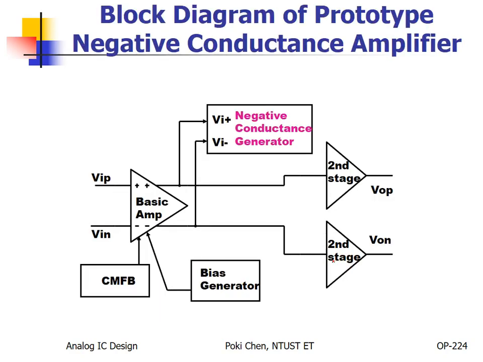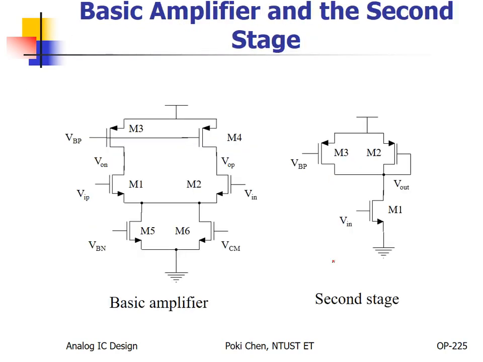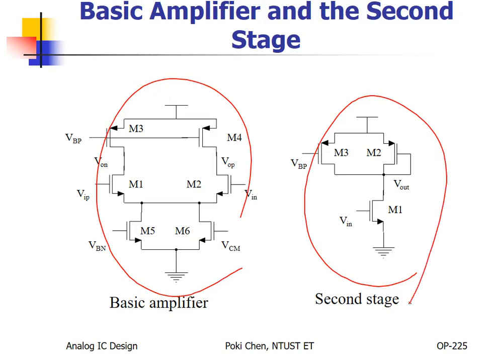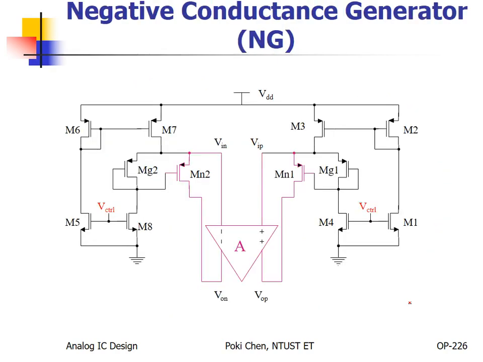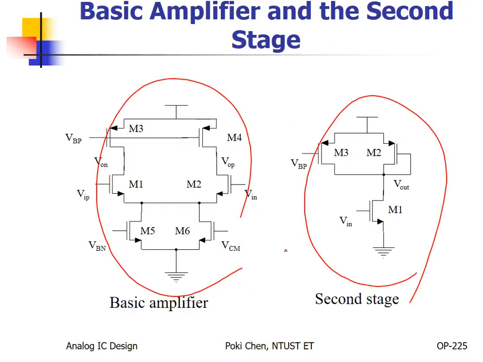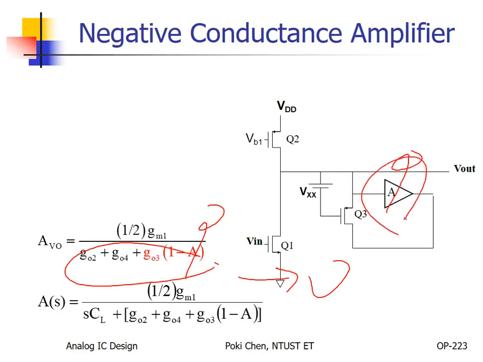So this is the overall block diagram of the prototype they designed with such kind of negative conductance amplifier. So it is not so important. It is a basic amplifier. The second stage, I think you learned it already. This fully differential one, because it has two outputs, right? Anyway, it adopts this idea to tune A, to make this to that.